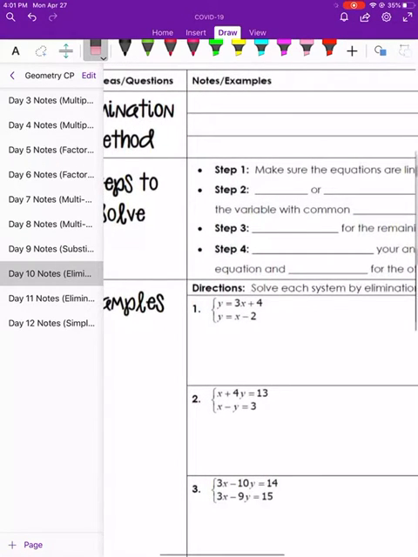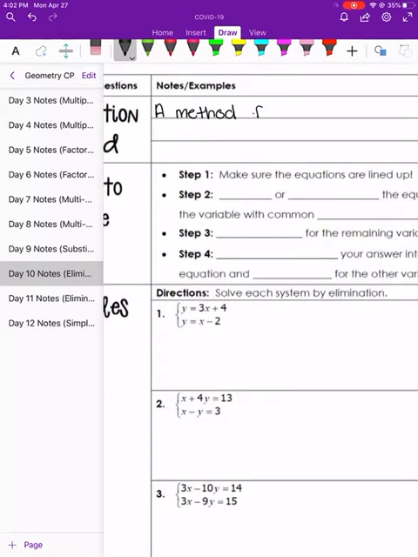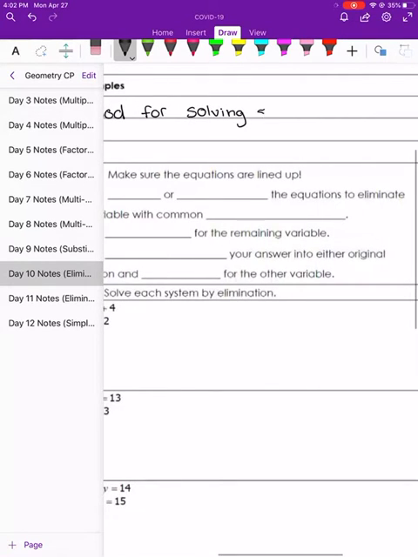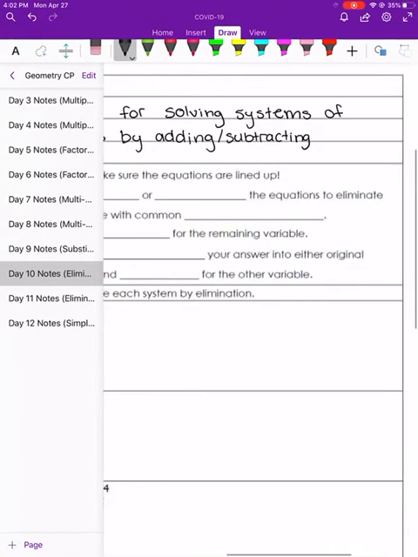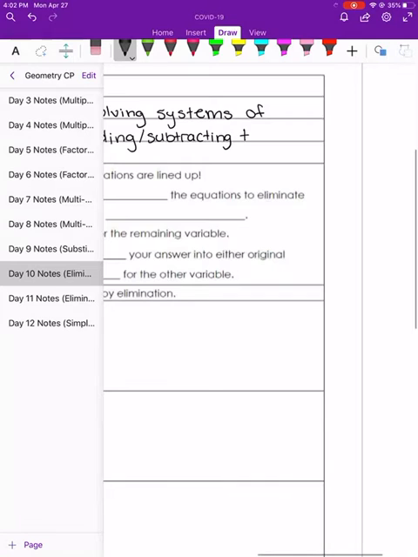So the elimination method is a method for solving systems of equations by adding or subtracting to eliminate a variable.